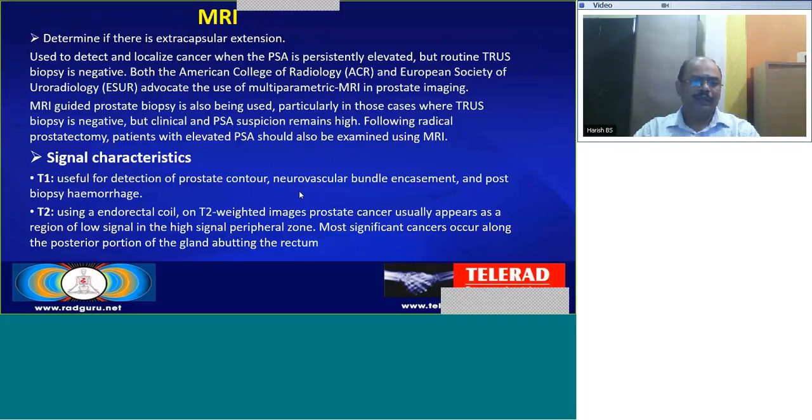The signal intensity characteristics: T1 imaging is useful for detection of prostate contour, the neurovascular bundle encasement and post-biopsy hemorrhage. T2 imaging is done using an endorectal coil, and T2 weighted images of prostate cancer usually appear as a region of low intensity in the high signal peripheral zone. So any focal lesion which has a low signal intensity in the peripheral high signal zone should be suspicious for a prostatic malignancy. Most significant cancers occur along the posterior portion of the gland abutting the rectum.